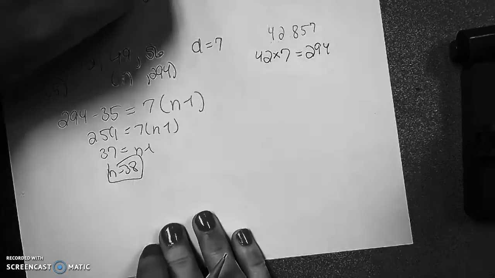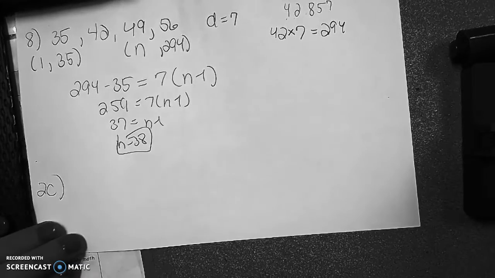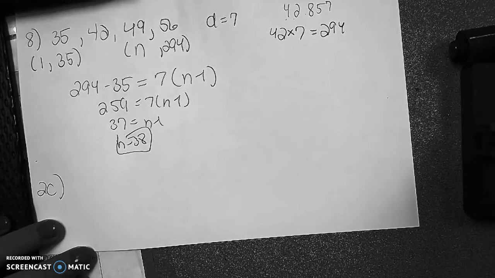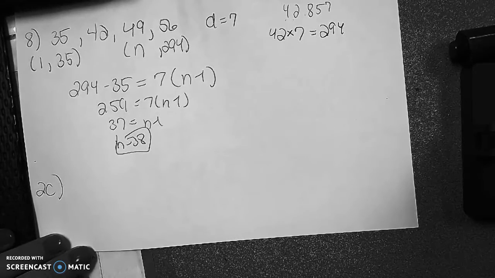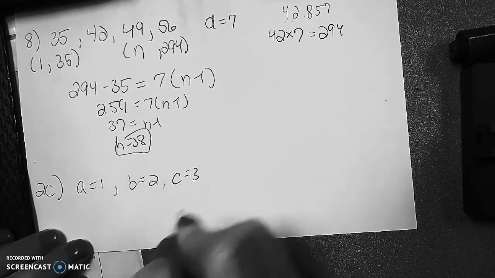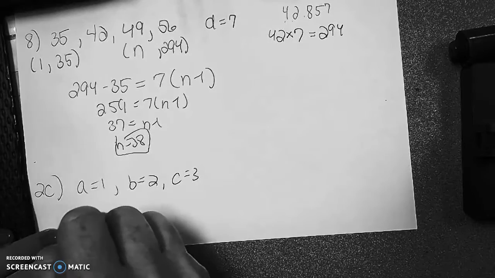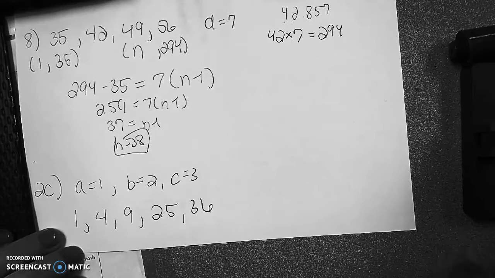I had a couple of you ask about number 2 and how you would justify it. Someone specifically asked about 2c and said, why would it be neither? Well, if you take a number and square it, and then another number and square it, one of the things I did is I just let a be 1, b be 2, c be 3. So in 2c, I would have 1, 4, 9, 25, 36, and so on. So no matter what I choose a, b, and c to be, I'm going to end up with perfect squares. And a pattern of perfect squares is neither arithmetic nor geometric.